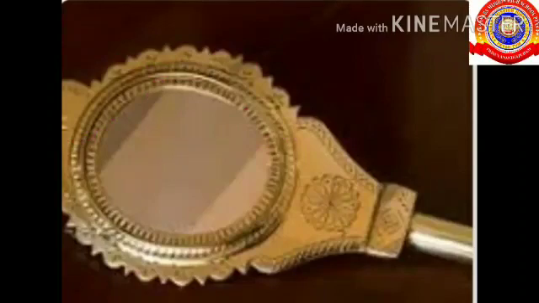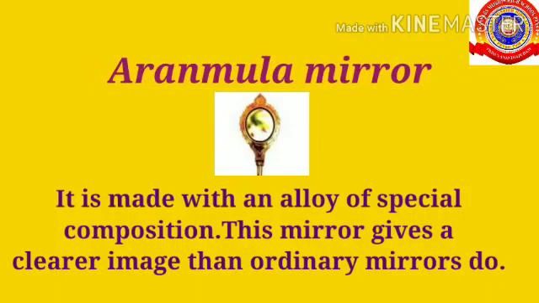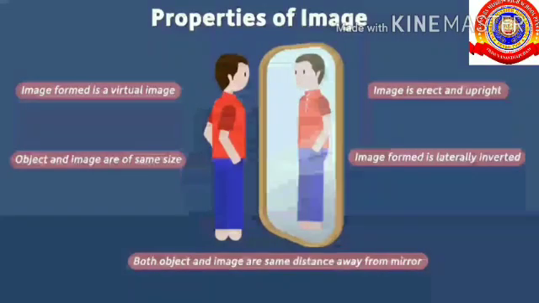Do you ever see this, children? This is Aranmula mirror. Do you know what is the peculiarity of this? The Aranmula mirror is made with an alloy of special composition. This mirror gives a clearer image than the ordinary mirrors do. Till now, you studied about the properties of image formed by the plane mirror.